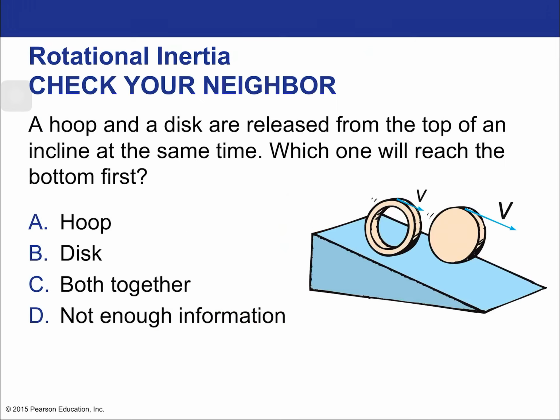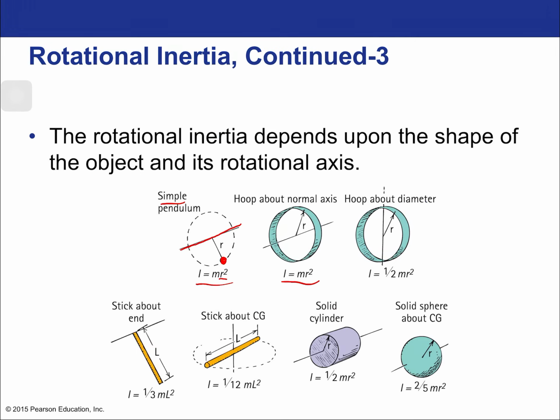Now, look at the form. The form is mr squared. That is always the form of moments of inertia. That tells us that moments of inertia are proportional to mass m and proportional to radius r squared. Okay, so I is directly proportional to mass and proportional to the square of the radius. That's all I need to know.